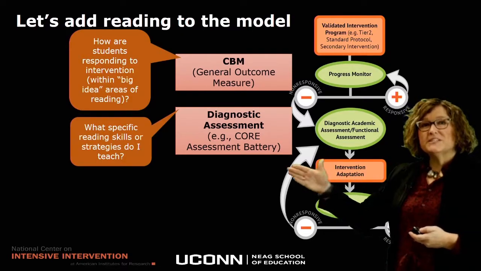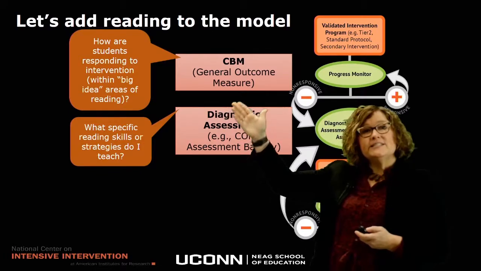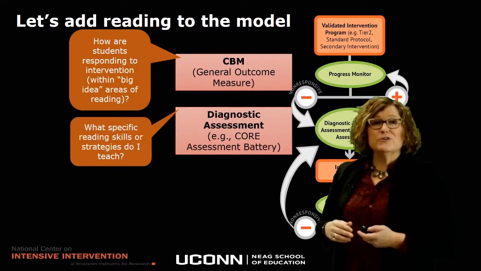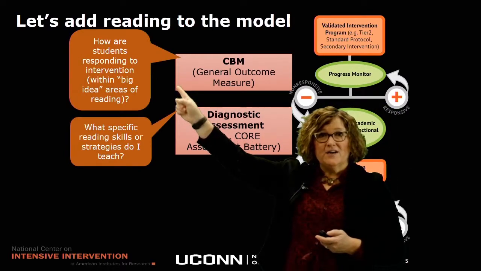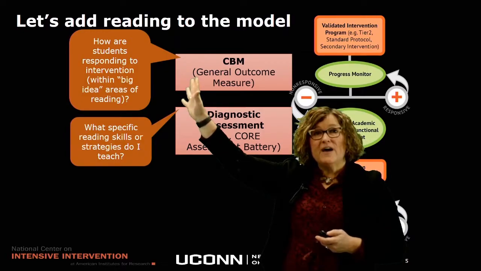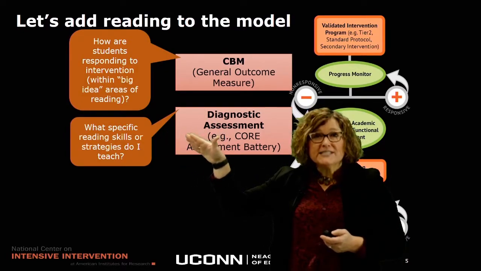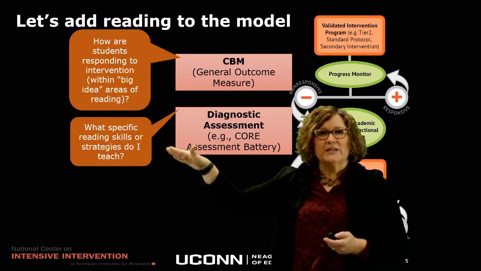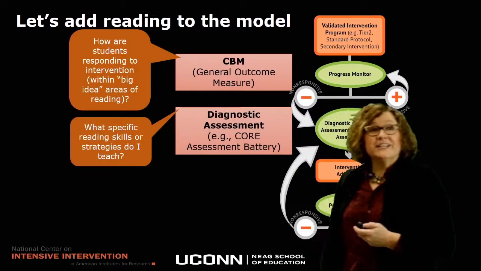So what specific reading skills or strategies do I teach? It's different than this general outcome measure information, because this gives us a sense of how they are responding broadly to those big five. This gives me a sense of what more specific skills or strategies do I need to teach. It's awesome because they work together, but they're giving you different types of information.